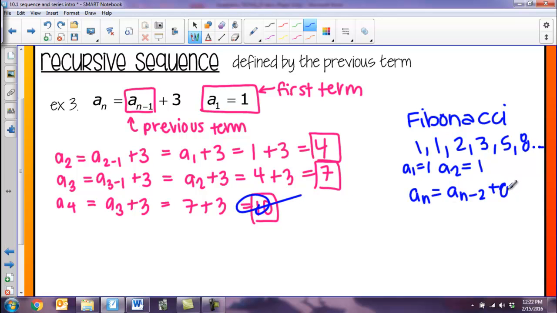And so this is just saying, take those first two terms and add them together. Take those next two terms and add them together.